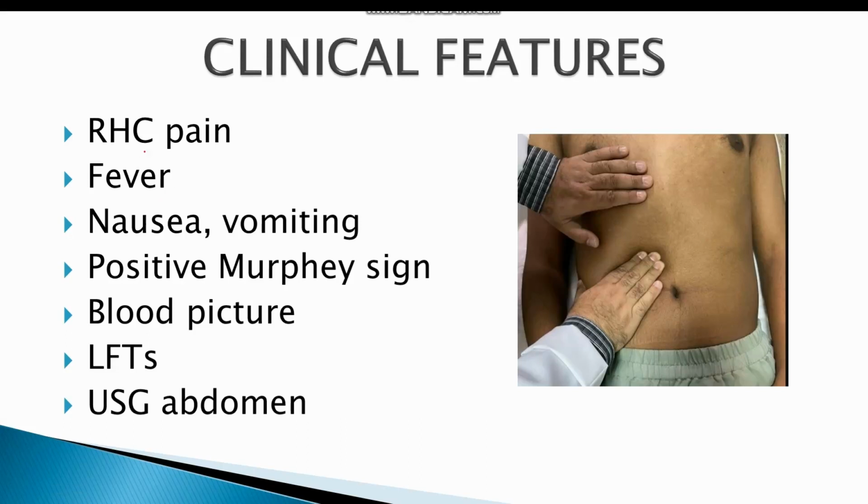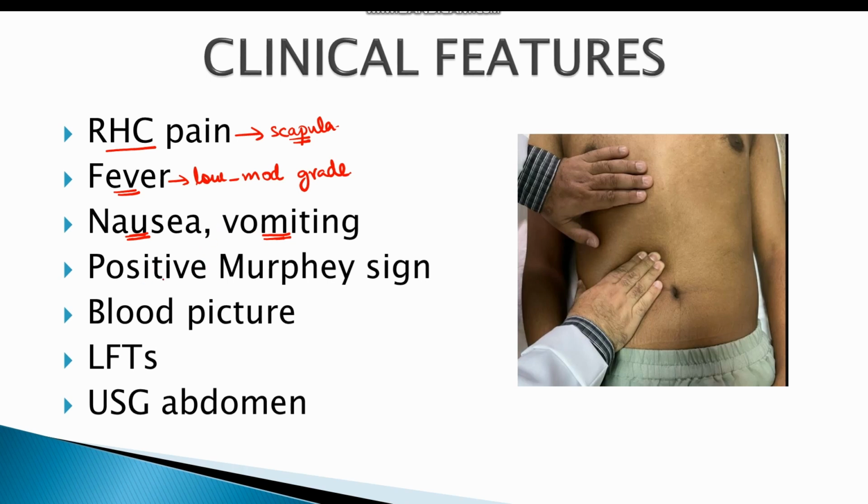The patient commonly presents with the right hypochondrial or epigastric pain. The pain is often radiating to scapula, and the patient also complains of fever. The fever could be of low or moderate grade, and there is also nausea and vomiting. The patient suffers from complete loss of appetite.